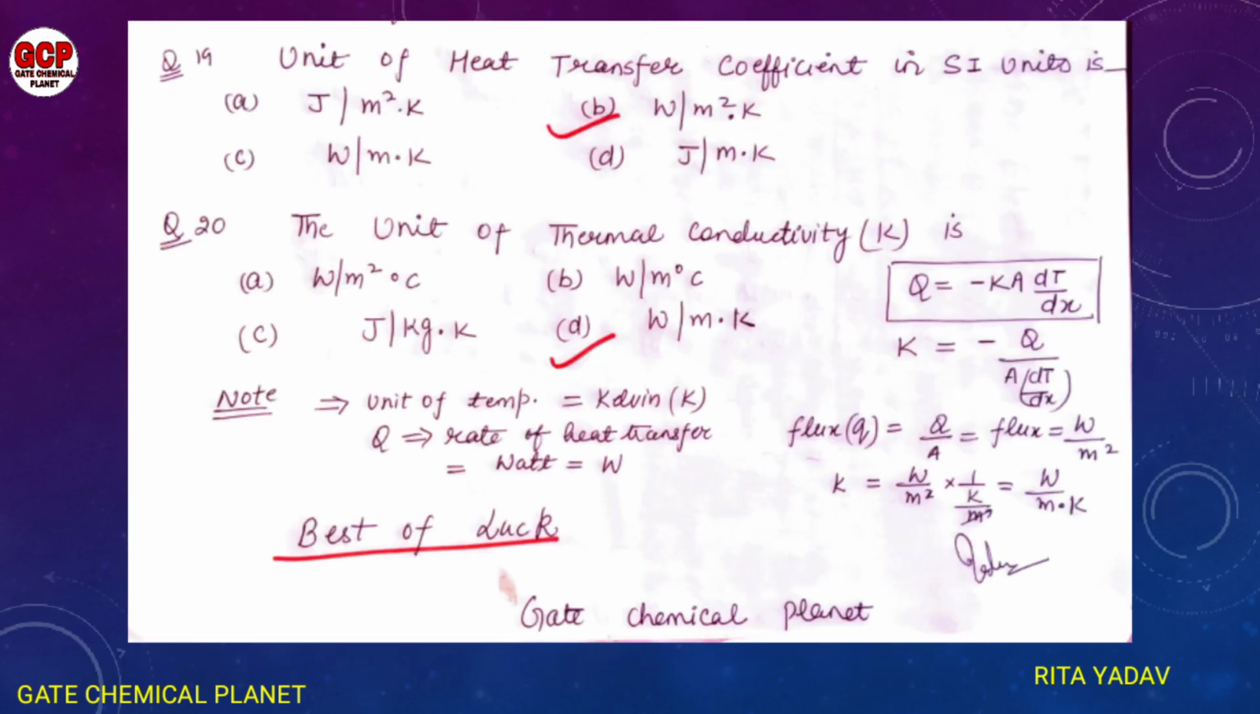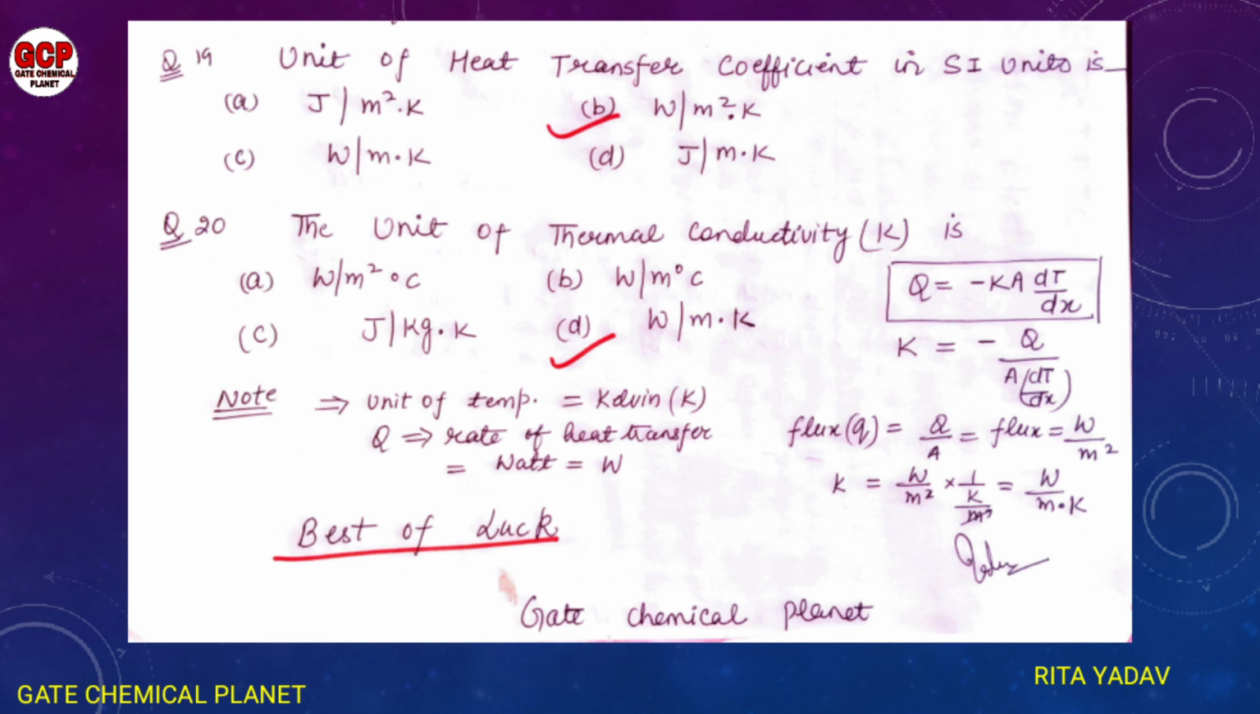Unit of heat transfer coefficient in SI units. This is a very important question. Two questions are on units, and they were asked many times in previous year examinations. You should learn the value directly because time is very short. The unit of heat transfer coefficient in SI units is watt per meter square Kelvin. Capital K is for Kelvin.